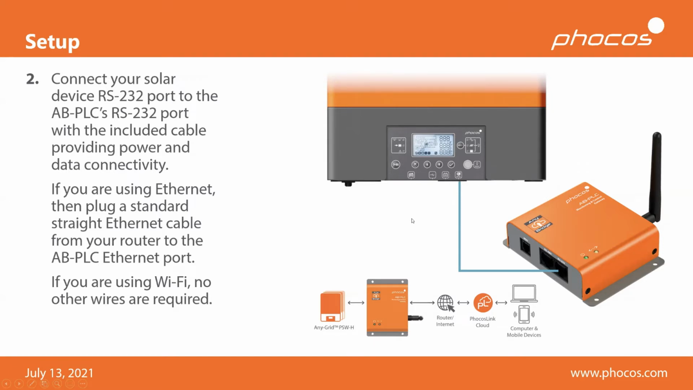Then if you are using Ethernet to connect to your router and thus the internet, you also, of course, need to connect the Ethernet port to your local area network on the other side. If you're using Wi-Fi, then that's it. That's all the wiring there is, just that single cable between your inverter and the AB-PLC.